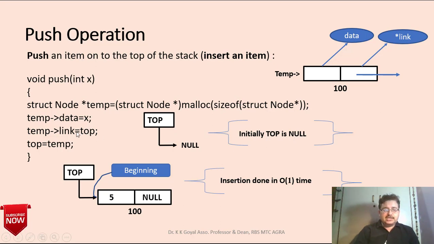When I am assigning temp arrow link equal to top, I am assigning null in the next address of the node. And top is equal to temp means I am assigning my newly created node: the address of temp is assigned to top, which is the start. So now the first node is created, or you can say one element, that is 5, is pushed on the stack.